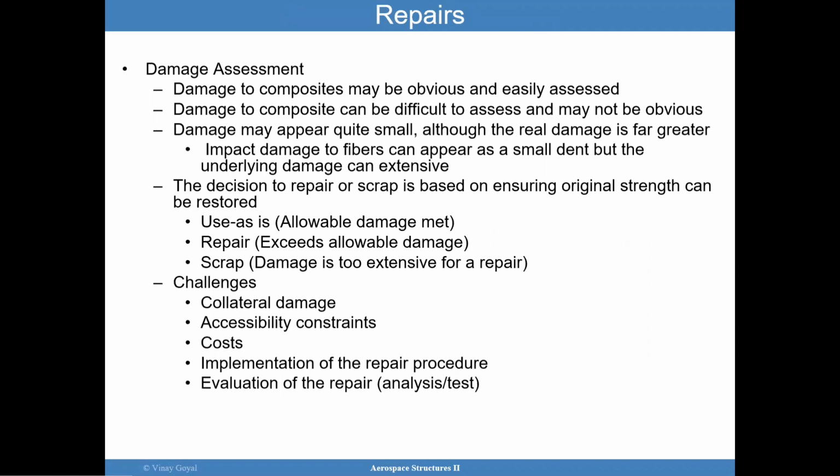And so here it is, the damage assessments. Damage to composites may be obvious and easily assessed. Damage to composite can be difficult to assess and may not be obvious. The damage may appear quite small, although the real damage is far greater. Impact damage to fibers can appear as small as a dent, but the underlying damage can be quite extensive. The decision to repair or scrap can be based on ensuring original strength can be restored.